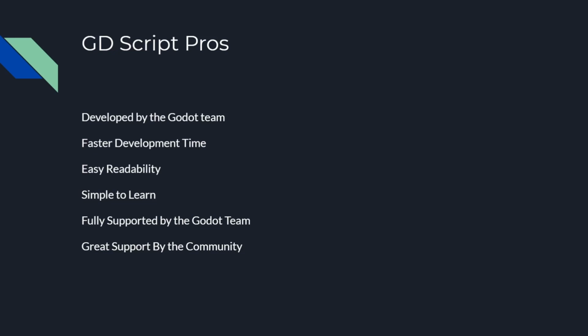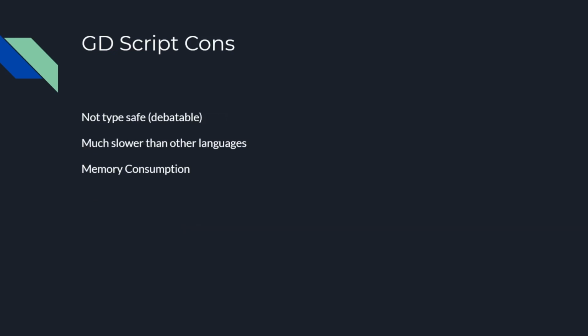Now, with all of that ease of use, you do lose out on some things. One of the big cons for me, and I'm not saying this is a con for you, is not being type safe. Again, that's debatable, so don't take it as gospel that if it's not type safe, it's a bad language by any means. But here are the two major struggles with it. It's much slower than other languages, and it uses more memory and more system resources because it's interpreting on the fly what you're trying to do with your code versus pre-compiling it and then running it later.